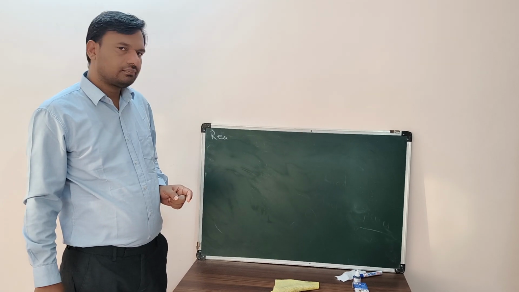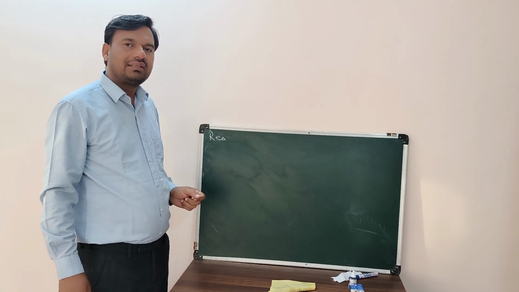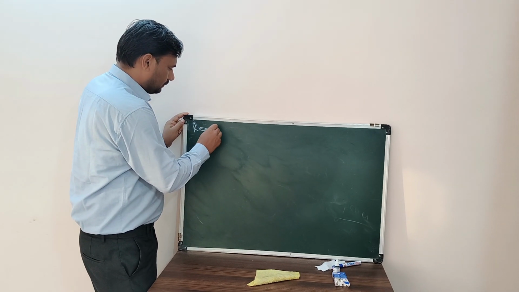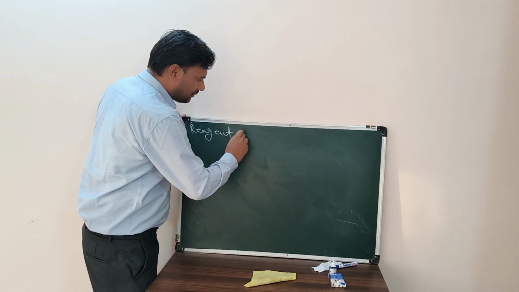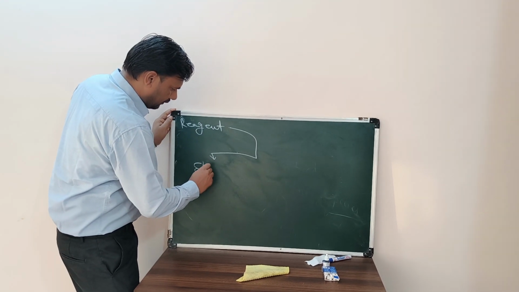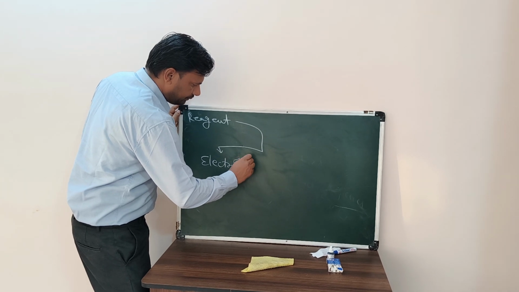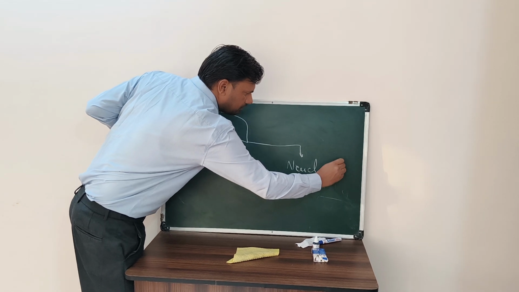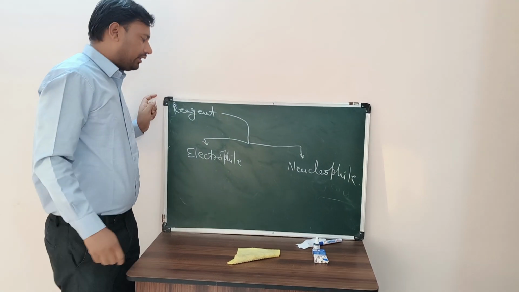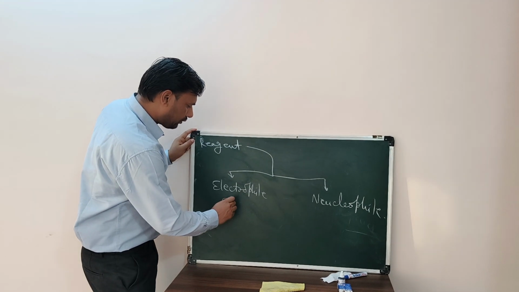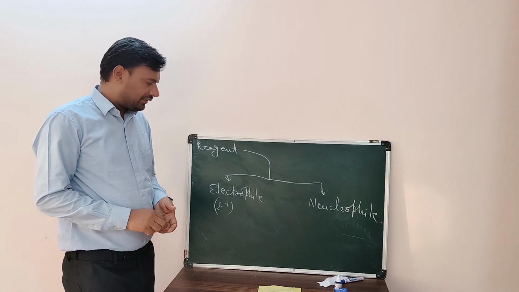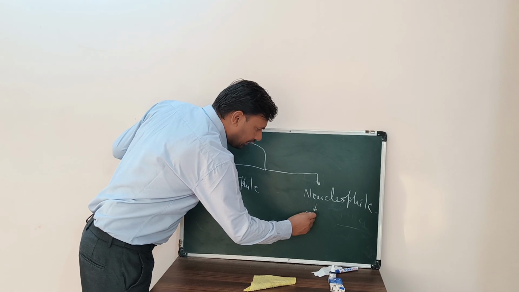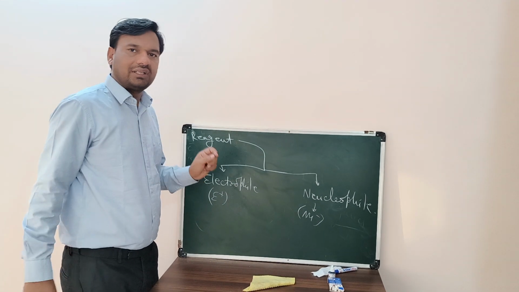So further, I already mentioned that reagent is of two types. One is electrophile and another is nucleophile. Electrophile is, in general, an electronically deficient species, and nucleophile is, in general, an electronically rich species.